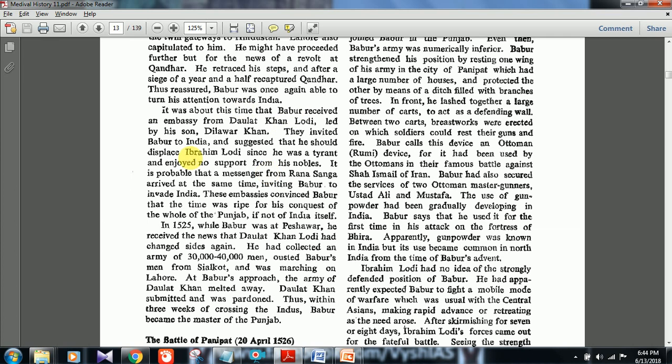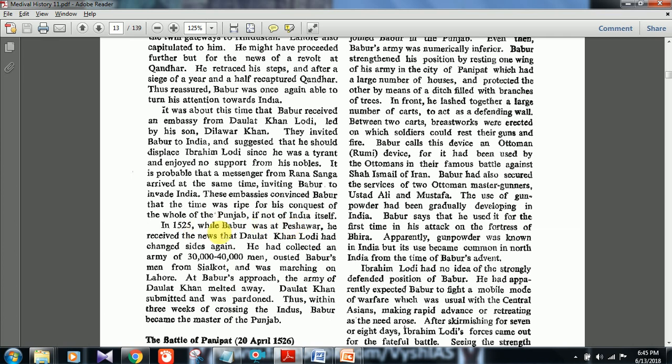Okay, one thing you should notice is that there are no permanent friends or enemies in this medieval war and battle time. These people will again fight with each other. Even though they are inviting him, later Rana Sangha and Babur will again fight in a battle, which is discussed in this chapter. We'll see. So both were inviting Babur. These embassies convinced Babur that the time was right for the conquest of the whole of Punjab, if not of India itself. Okay, if not the full of India, at least the Punjab side you can conquer.